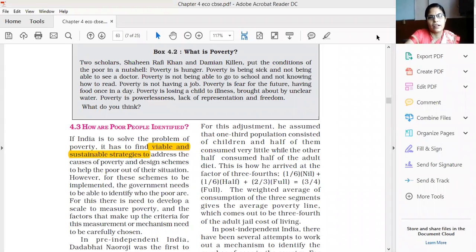And today we are starting the third unit's 4.3 topic. What is poverty? This topic we have discussed yesterday. We have completed. What is poverty?